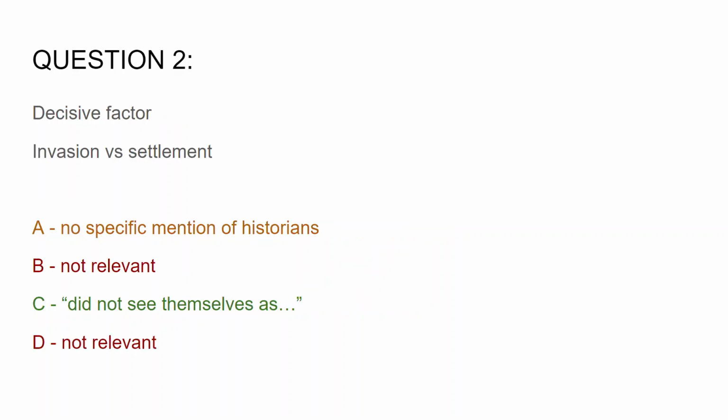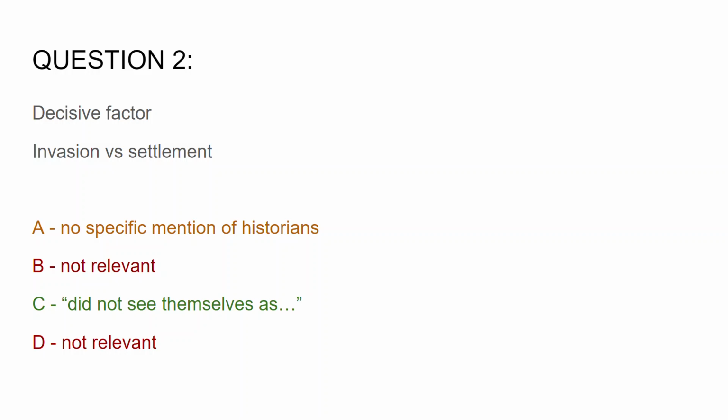Okay, question 2. Comment 2 suggests that the decisive factor when considering whether to use the words invasion or settlement is. So key thing in the question, it says decisive factor. So in other words, the main factor, the biggest factor, the most important factor. There could be multiple factors, but we're asked for the decisive one, the big one. And then we need to compare the words invasion versus settlement. So we're really focusing on the words themselves to answer this question.